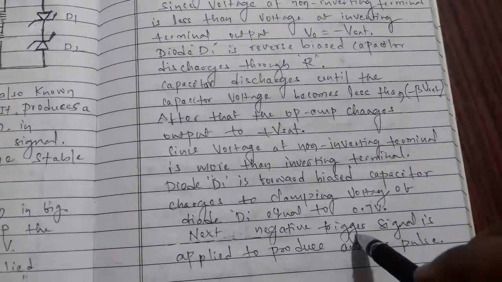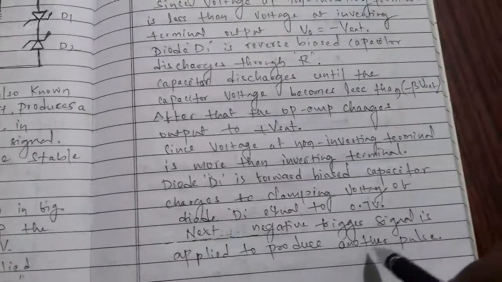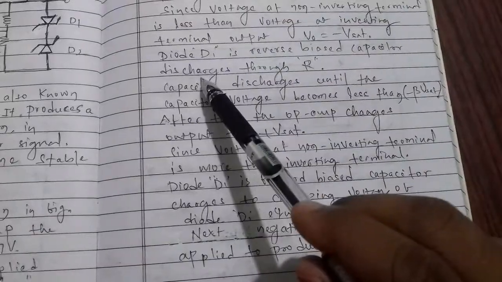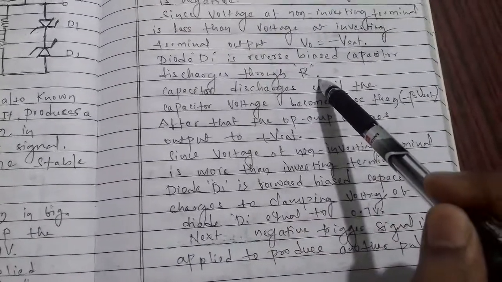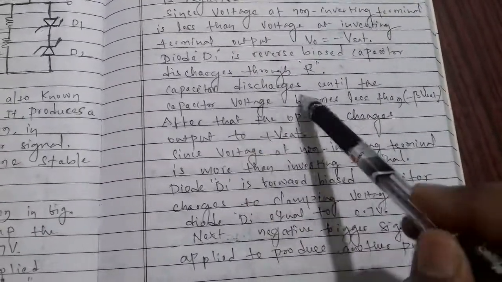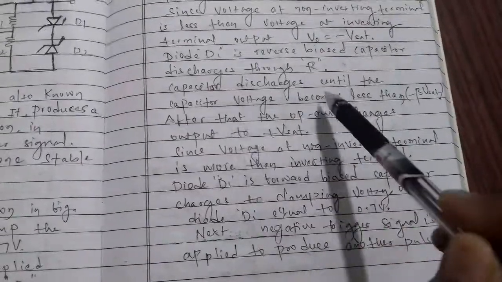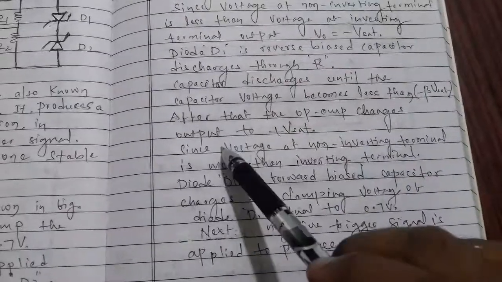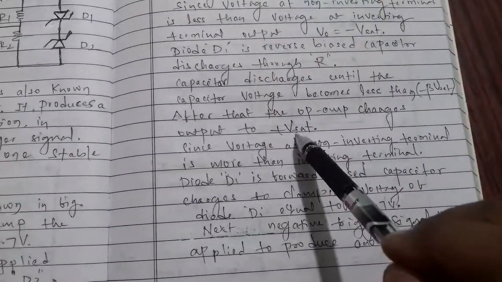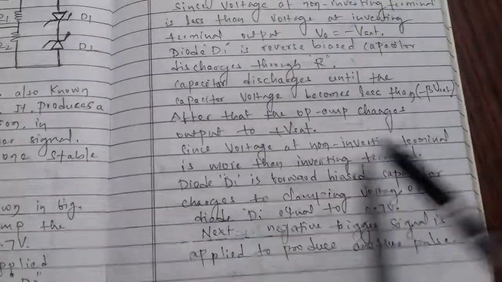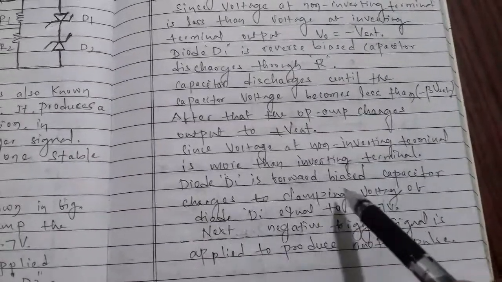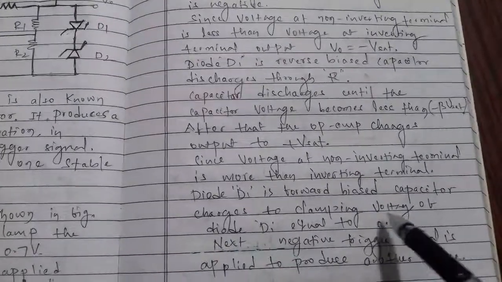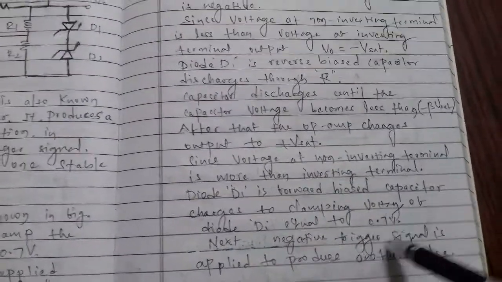Next, negative trigger signal is applied to produce another pulse. Capacitor discharges through resistance R until the capacitor voltage becomes less than minus beta V saturation. After that, the op-amp changes output to plus V saturation. Since voltage at the non-inverting terminal is more than the inverting terminal, diode D1 is forward biased. Capacitor charges to the clamping voltage of diode D1, equal to 0.7 volts.